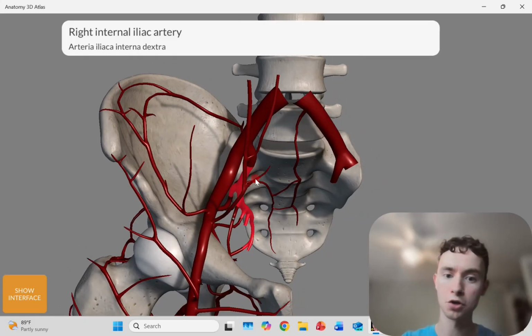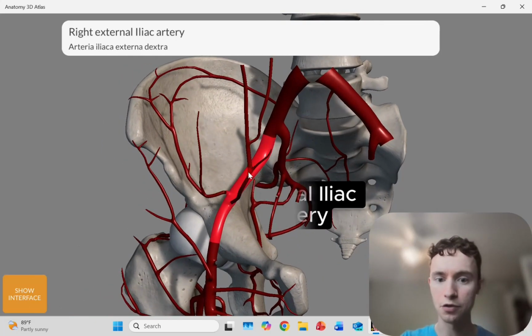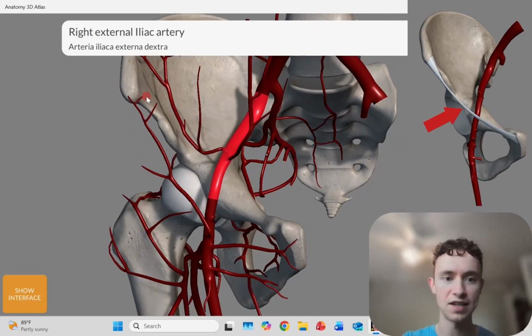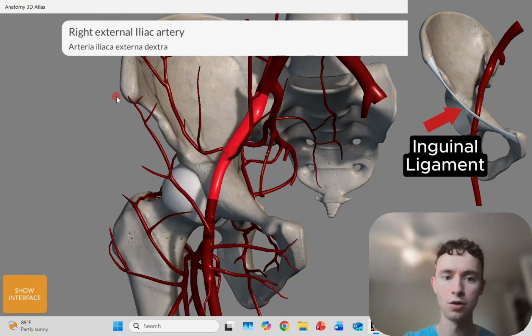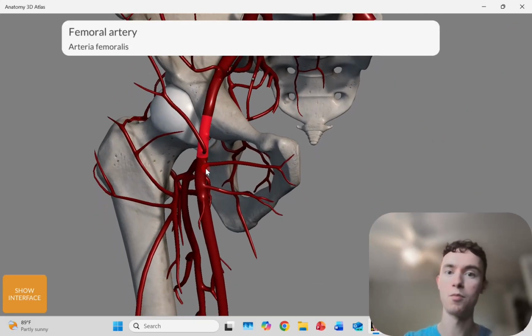Now that we've gone over the internal iliac artery, we'll move to the external iliac artery. And this one will continue down through the pelvic girdle. Once it crosses this line right here, where the pubis and the anterior superior iliac spine, or the ASIS, sits, where the inguinal ligament stretches across, it has a name change. And this name change is the femoral artery.